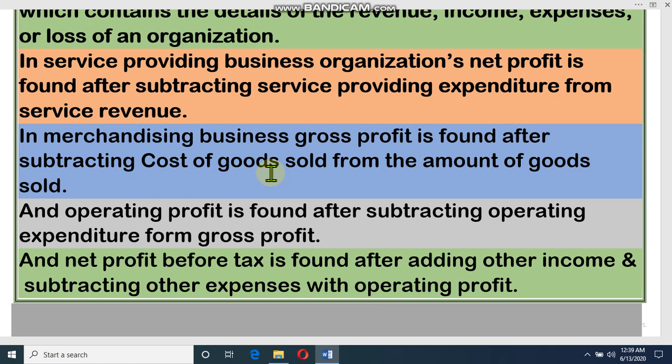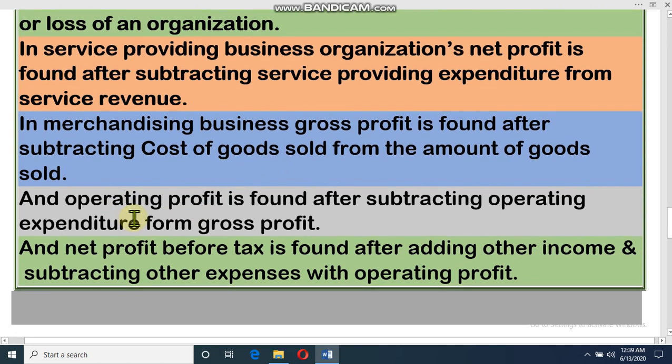Dear student, from net sales, we have to subtract the cost of goods sold. Then if sales is greater than cost of goods sold, there will be gross profit. If cost of goods sold is greater than sales, then it will be gross loss. Dear student, now second step.